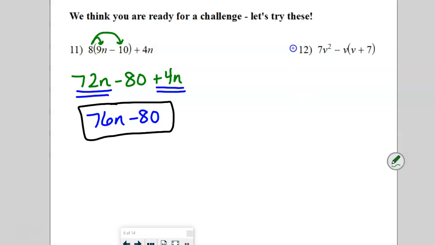Now careful on this next one. The 7v squared is its own variable term off to the side. After that, we have a -v, or you can say subtract v, but then we have a product. We have a multiplication here.